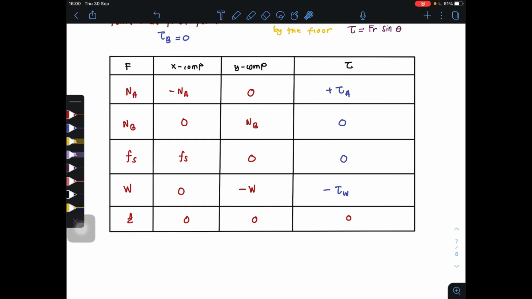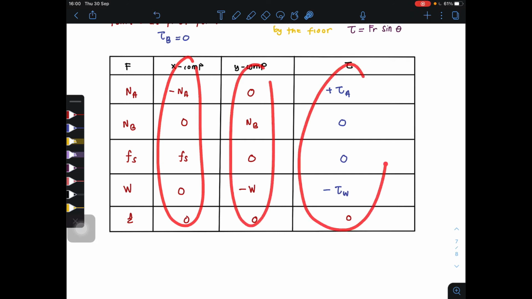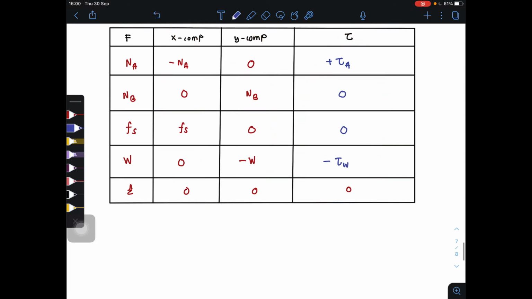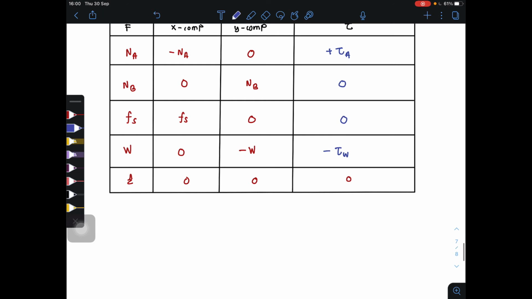Okay, so now we have completed the table. So now we will work out the X component, the Y component and also the torque. Okay, let's work out the X component first. The sum of Fx is equal to zero.